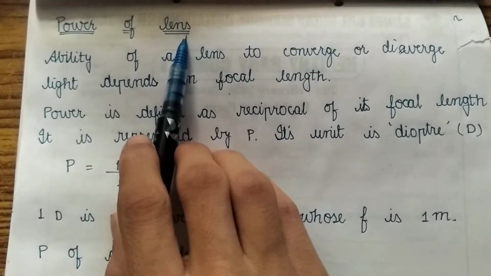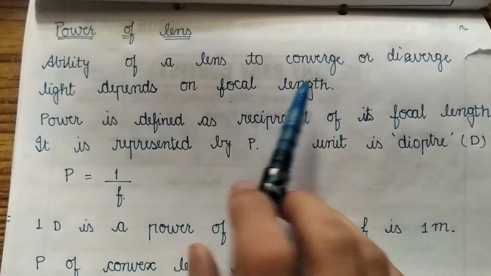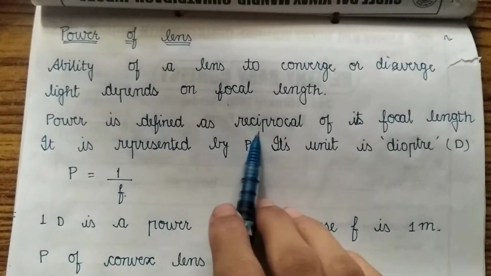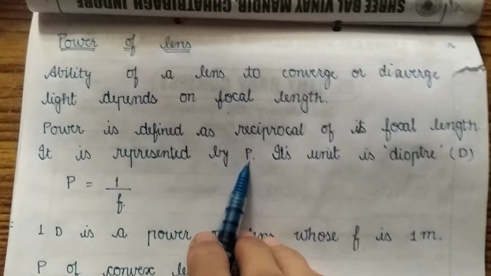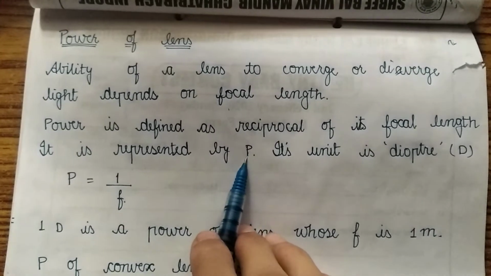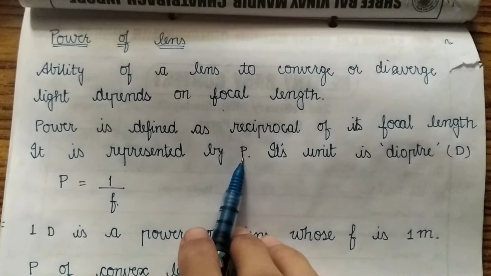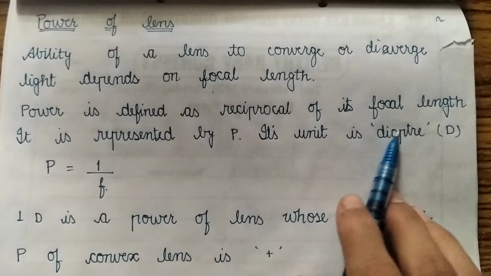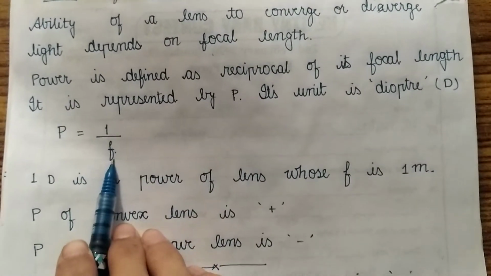Power of a lens. The ability of a lens to converge or diverge light depends on its focal length, and power is defined as the reciprocal of its focal length, and it is represented by capital P. You have to remember that pole is also represented by capital P and power is also represented by capital P. Its unit is dioptre. Dioptre is denoted by capital D. Power is equal to 1 by f.